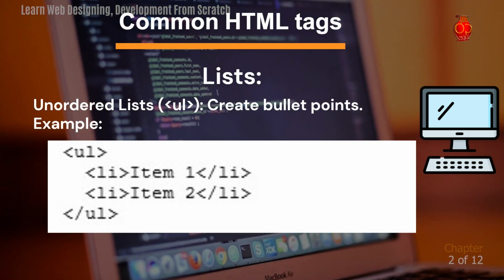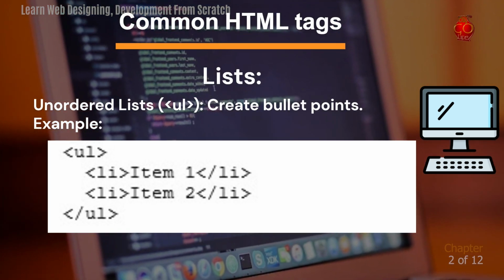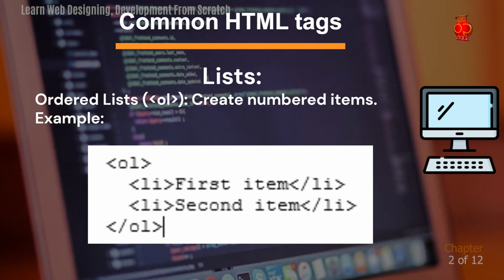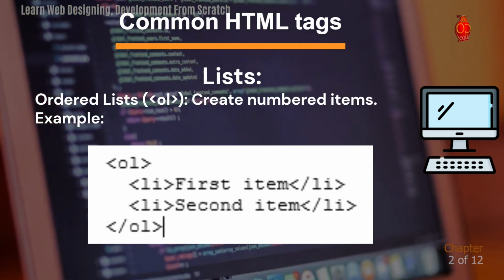Lists. Unordered lists, UL tag, creates bullet points. Example. Ordered lists, OL tag, creates numbered items.